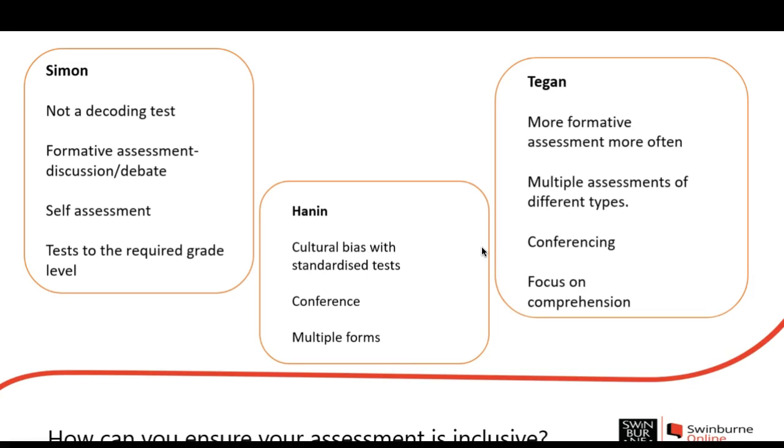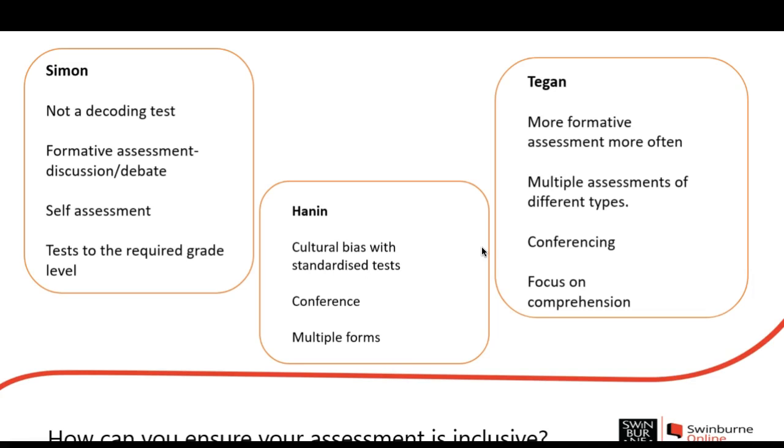Okay, so the next one is pretty much the same sort of question, except that this time it links to assessment. So we're talking about how you can ensure that your assessment is inclusive of all of the needs of everybody in the grade, but in particular Simon, Hanin and Tegan. So I guess it sort of all connects back to what their needs are in the beginning.